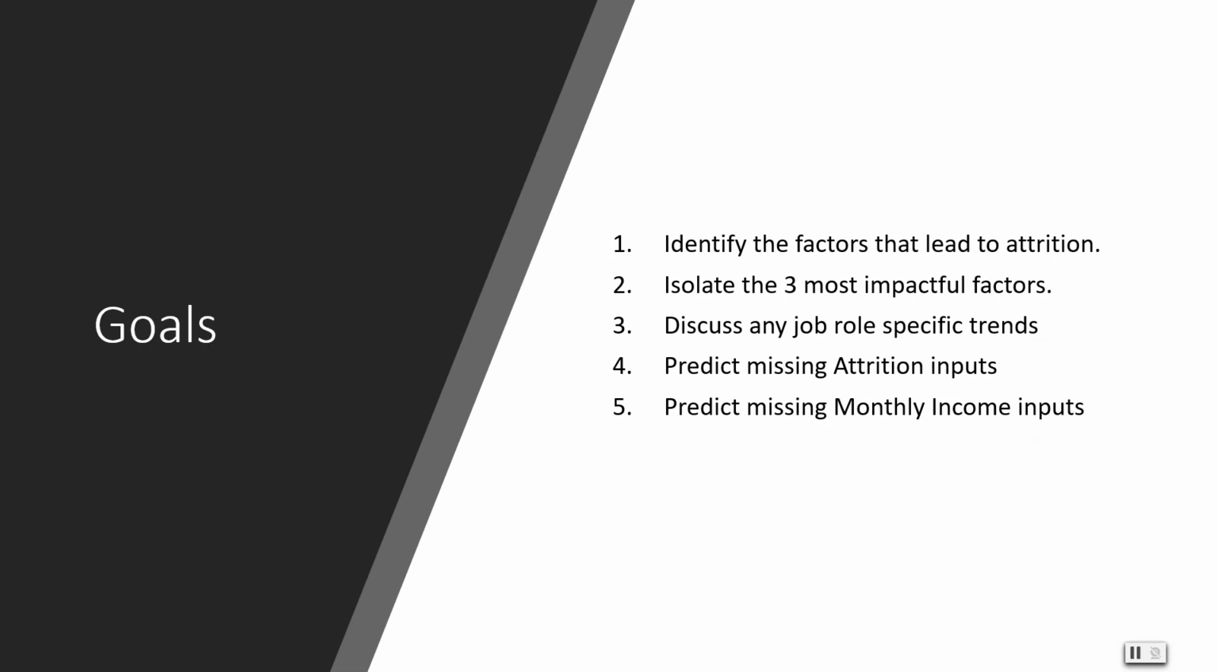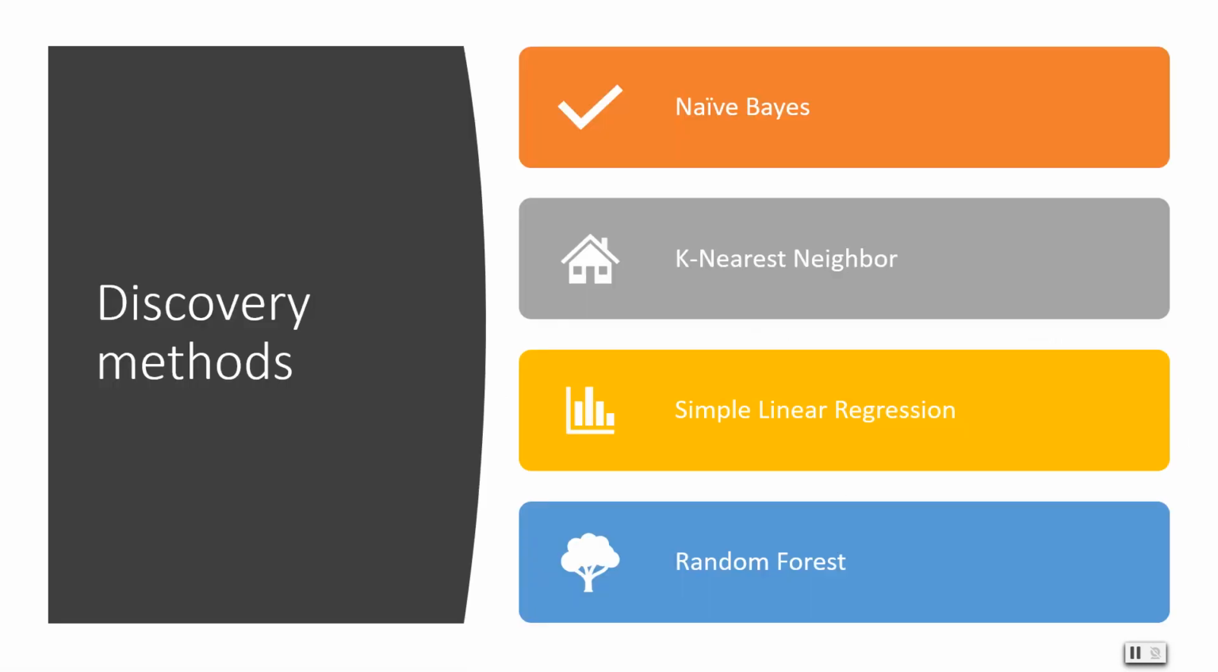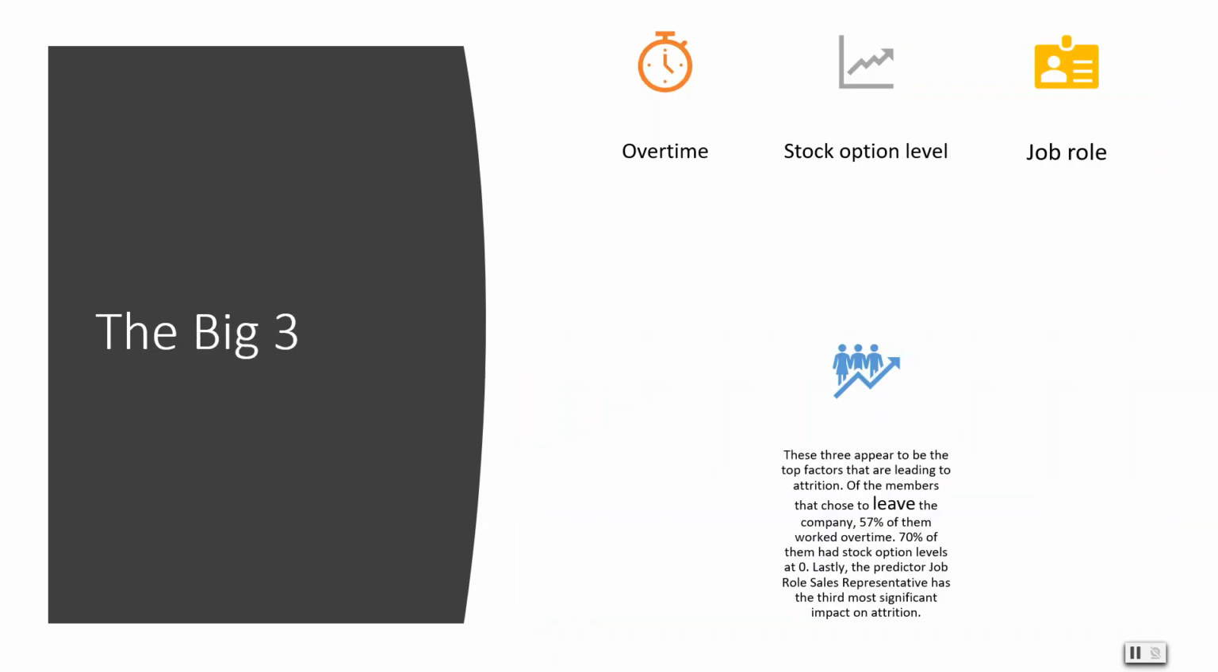So the goal here was to identify the factors that led to attrition, isolate the three most impactful, key in on any job-specific trends, and then later on use the models to predict missing attrition and monthly income values in two separate data sets. I used four specific machine learning techniques to train the models, and those techniques were naive Bayes, k-nearest neighbor, simple linear regression, and random forest.